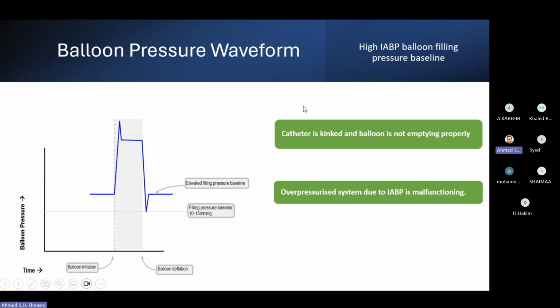And the second abnormality is that your filling pressure baseline is above the normal. This may be due to manufacturer error. So when you inflate the balloon, you will get elevated filling pressure above the baseline, or it might happen if your catheter is kinked. So the baseline pressure of the balloon pressure will be higher than the normal level.